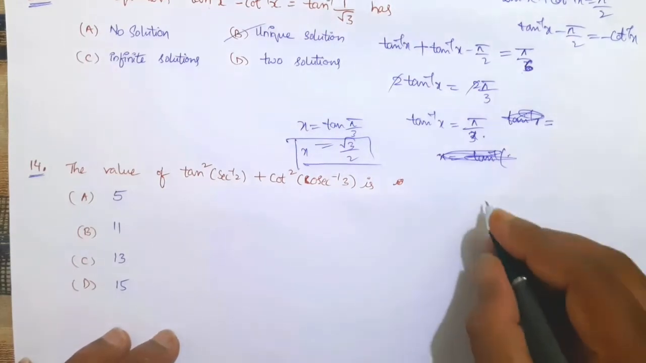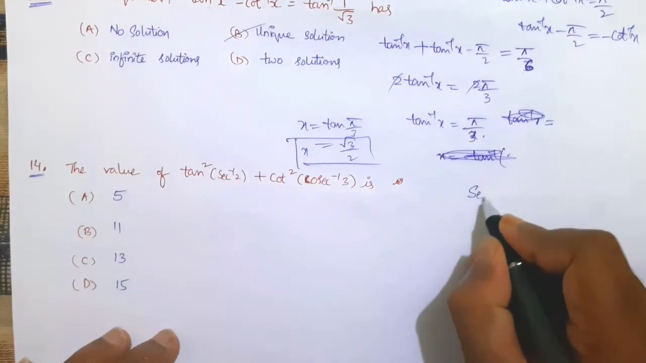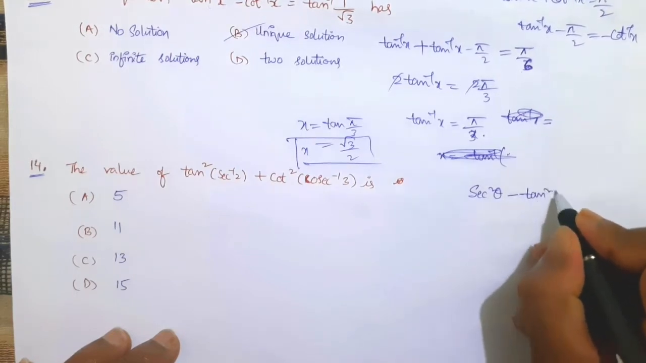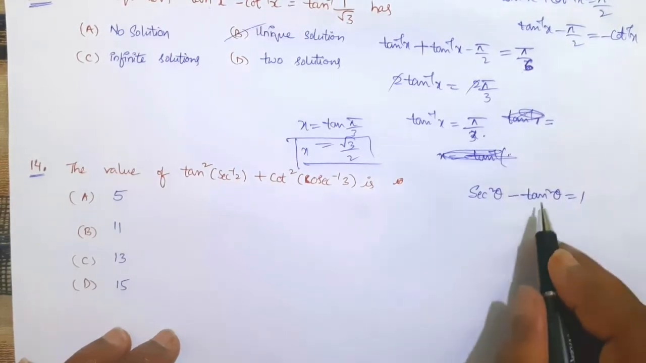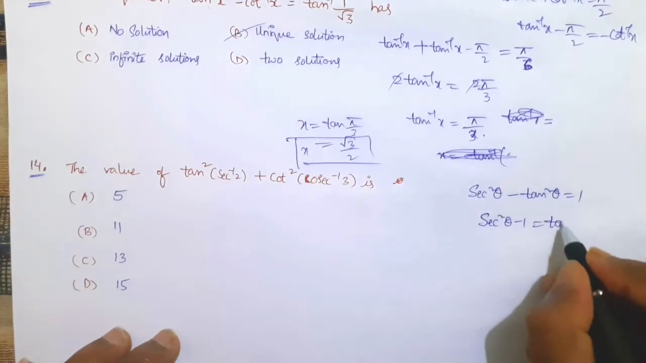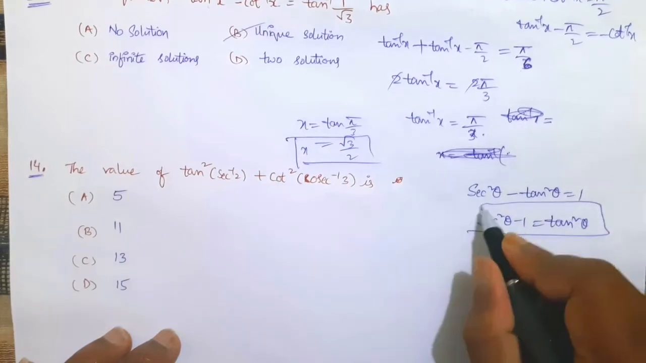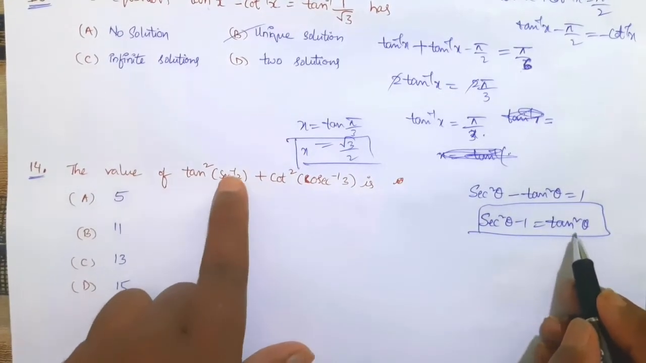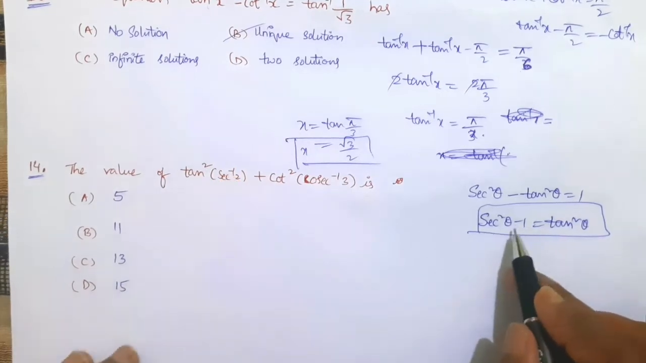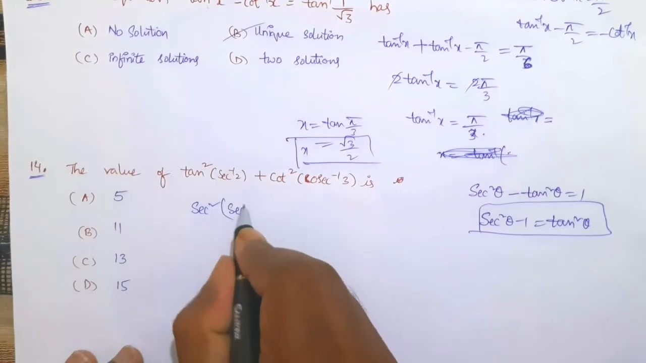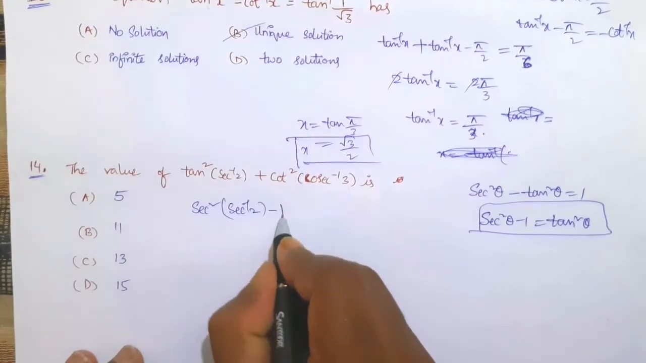We have the identity secant square theta minus tan square theta equal to 1. Sending tan square to the other side, secant square theta minus 1 equals tan square theta. The question is given in terms of tan square theta, so we can write it as secant square theta minus 1, where theta here is secant inverse of 2.